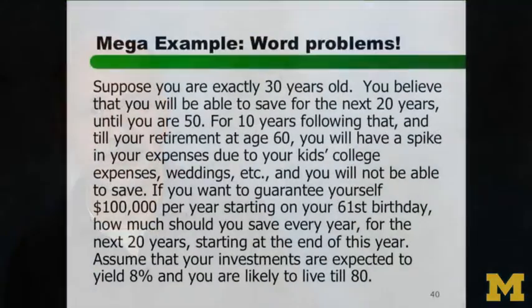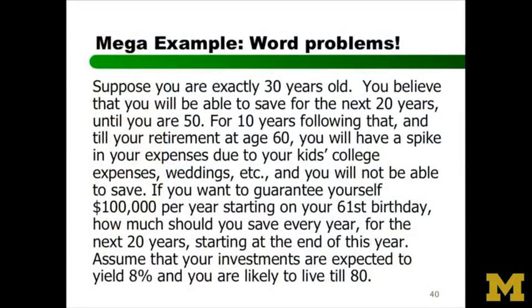You're 30 years old. You believe you'll be able to save for the next 20 years until you're 50. And why am I saying that? Typically, that's when a lot of people earn money and save. But after that, for 10 years, till your retirement at 60, you will have a spike in your, I shouldn't even call it a spike in your expenses, many spikes in expenses, so that you will not be in a position to save for the next 10 years. So remember what's going on. You're starting at 30, 50, and then another break is 60. These are artificial, but believe me, very useful points in your life.